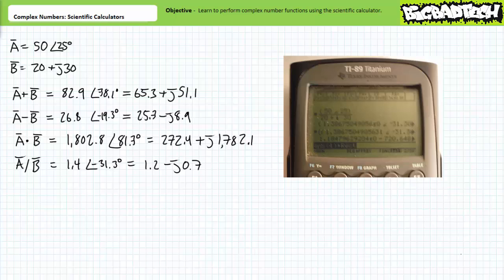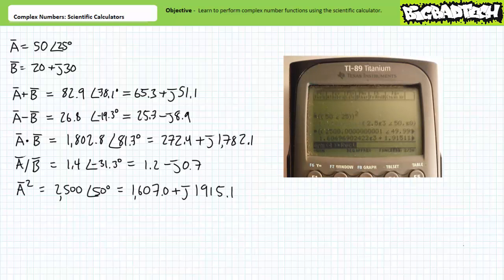If we wish to perform the operation A divided by B, I'd enter complex number A in polar as 50 at an angle of 25 degrees, then press the division sign, then enclose complex number B in parentheses as 20 plus j 30 and press enter. Note I need to enclose B in parentheses to place both the real and imaginary components under the division operator. When we press enter, we get the answer of 1.4 at an angle of negative 31.3 degrees. If we wanted this answer in rectangular format, we would use the rectangular conversion in the catalog entry to convert it to 1.2 minus j 0.7. Again, note these answers are being expressed using engineering format.